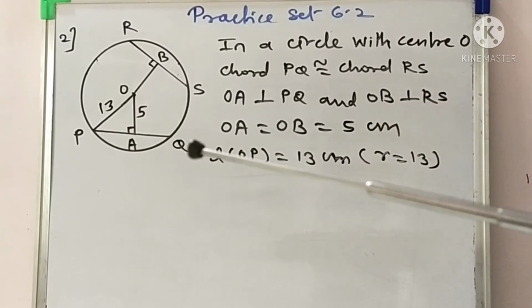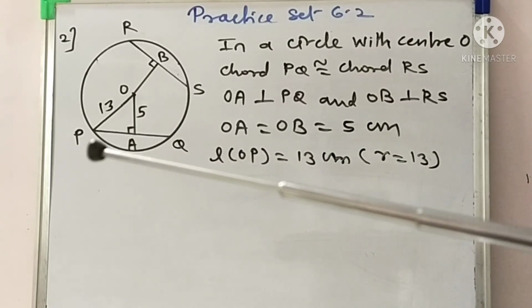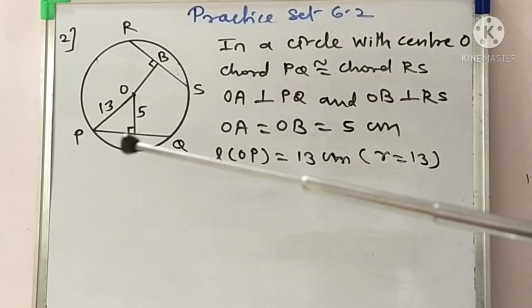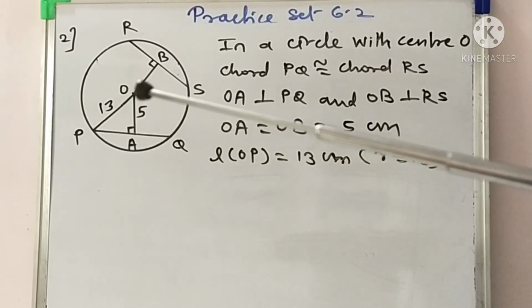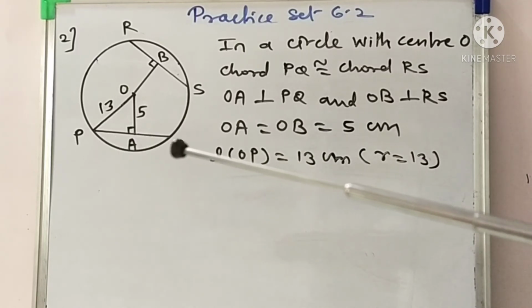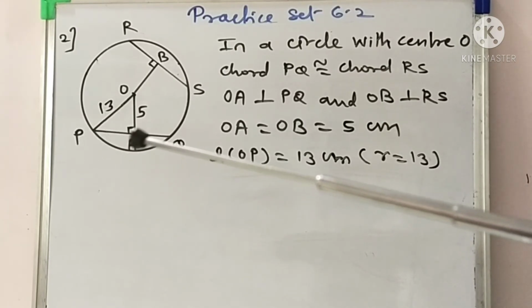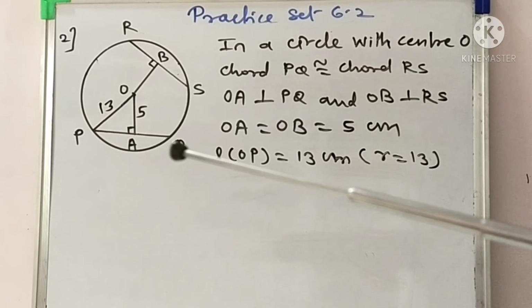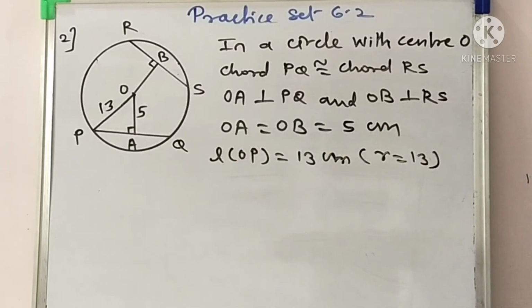So to find PQ, here we notice that triangle OAP is formed, which is a right angle triangle, and using the Pythagoras theorem, we find PA. But there is a perpendicular on the chord, so the perpendicular bisects the chord, which means the length PQ is twice the length PA. So to find PQ, first we find PA, and PA we find by the Pythagoras theorem. Understood?